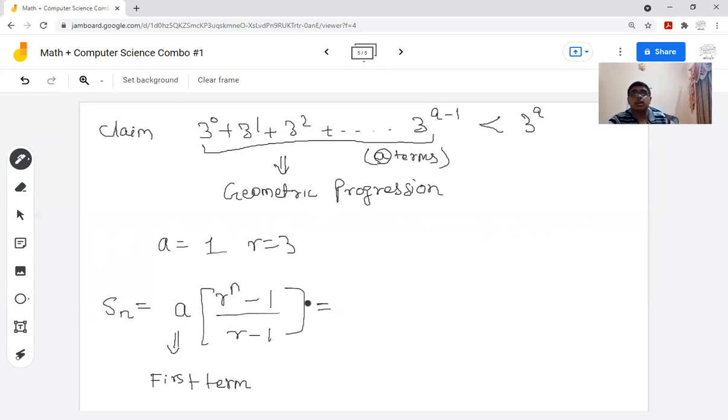So I can write it as the first term, which is 1, that is 3 power 0, times R power n minus 1 over R minus 1. What is the common ratio? It's 3. And how many terms are there? From 0 up till a minus 1. So how can you calculate the number of terms between 0 and a minus 1? It's the last term, a minus 1, minus 0, plus 1, that's a. So 3 power a minus 1, divided by R minus 1, which is 3 minus 1, that becomes 2. So it's 3 power a minus 1 by 2.